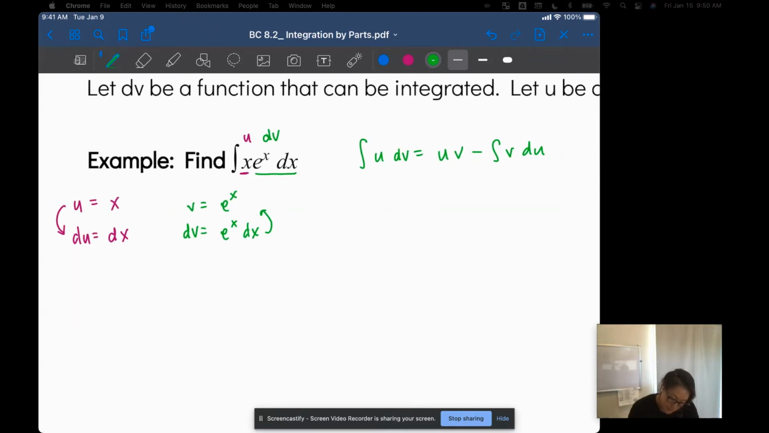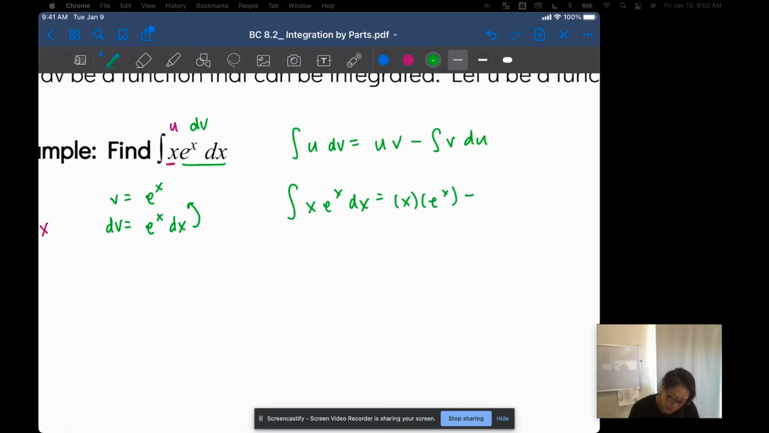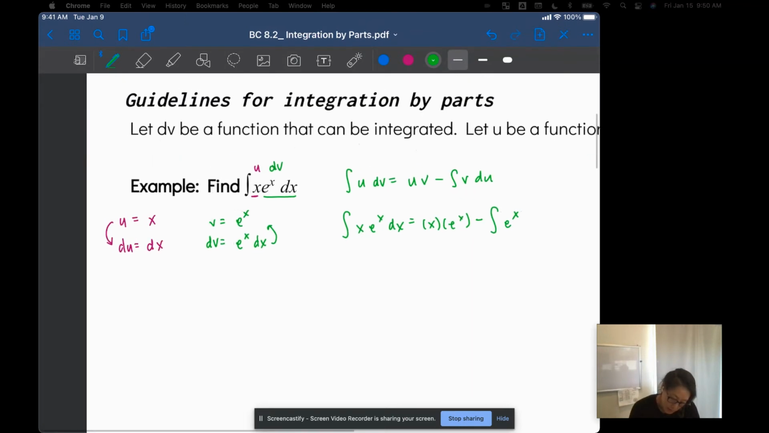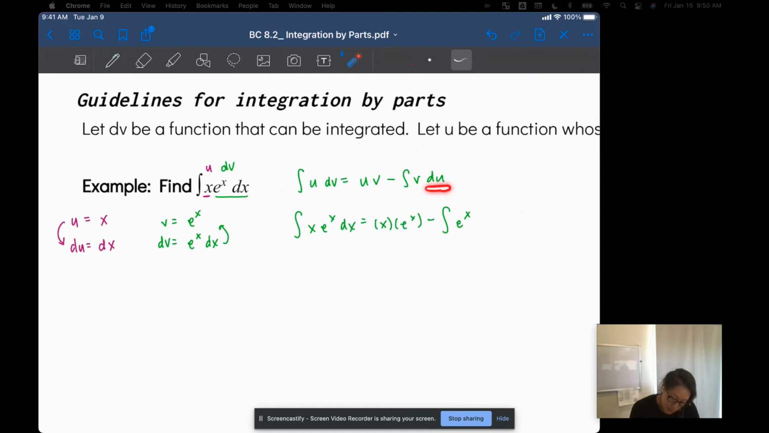I say that the integral, remember, x is equal to u, dv is equal to e to the x dx. And now, using integration by parts, I know I can split up this integral into u times v, which is x times e to the x, minus the integral of v, so e to the x, times the derivative of u, which is dx.